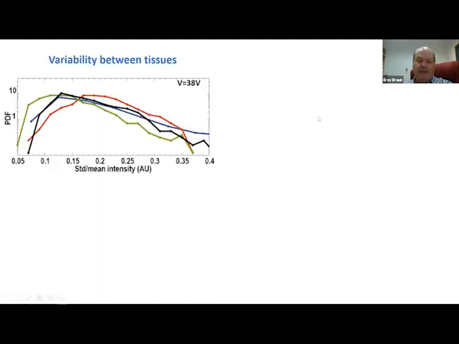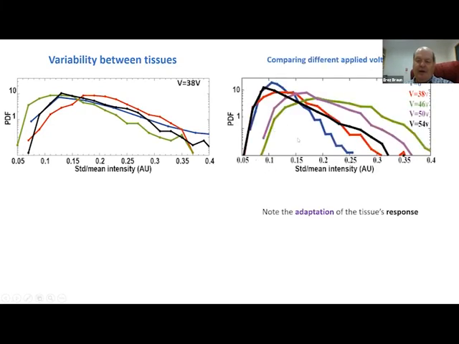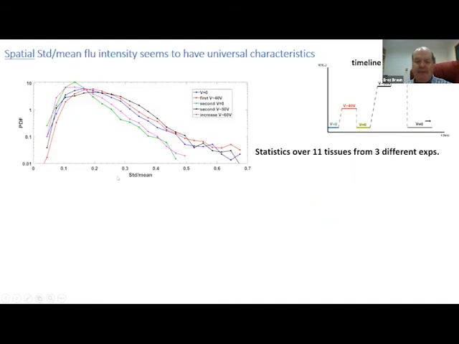from the calcium dynamics. You can ask more generally, what is the distribution? This shows the variability among tissue. Each tissue is an individual in biology, and it has its own signature. And also the voltages affect the statistics. So this is a distribution of the standard deviation over mean intensity. This is under this voltage protocol.